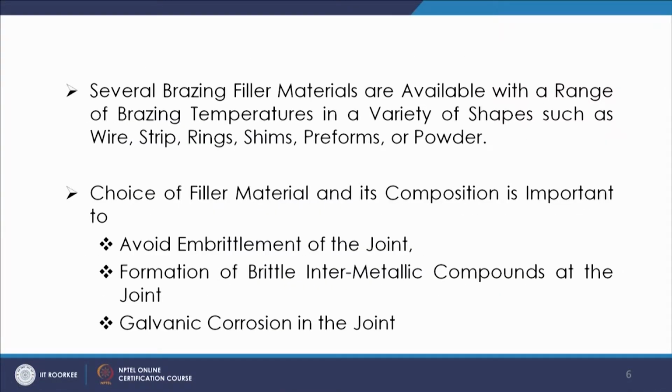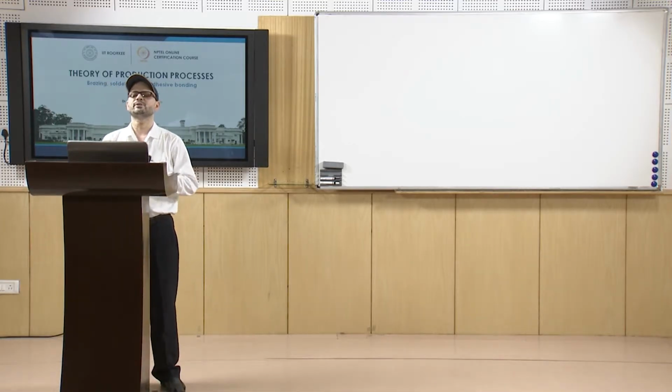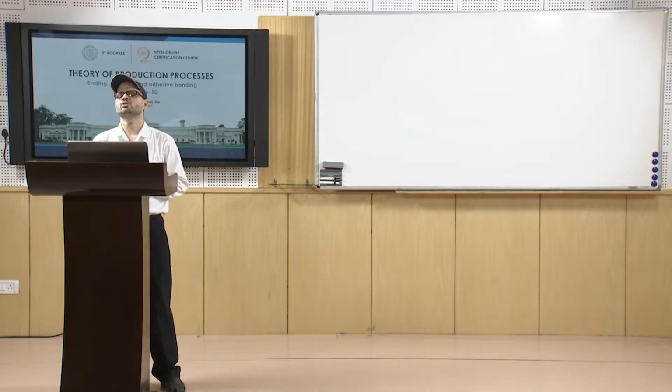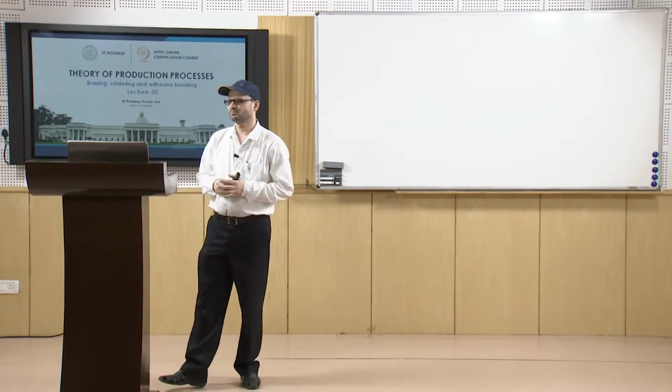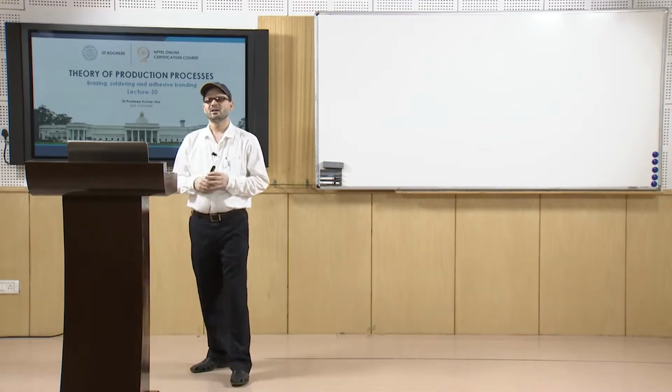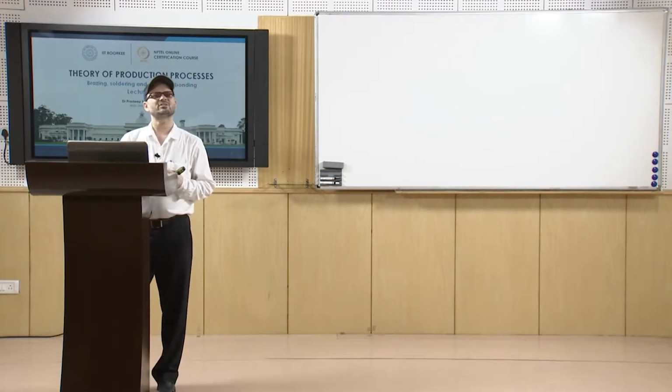Now, coming to the different types of brazing filler materials. You have a range of brazing materials, and with a range of brazing temperatures you have different filler materials, and also different shapes like wire, strips, rings, shims, preforms, or powder. This way, these materials are available in different forms.